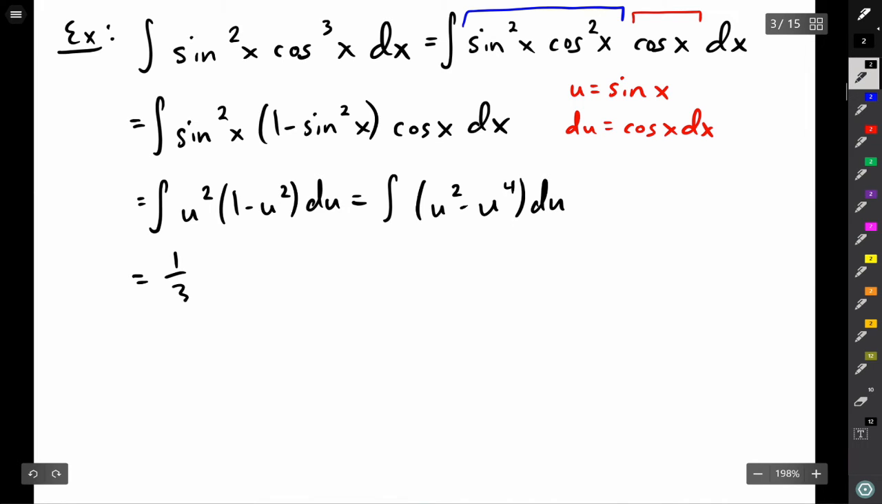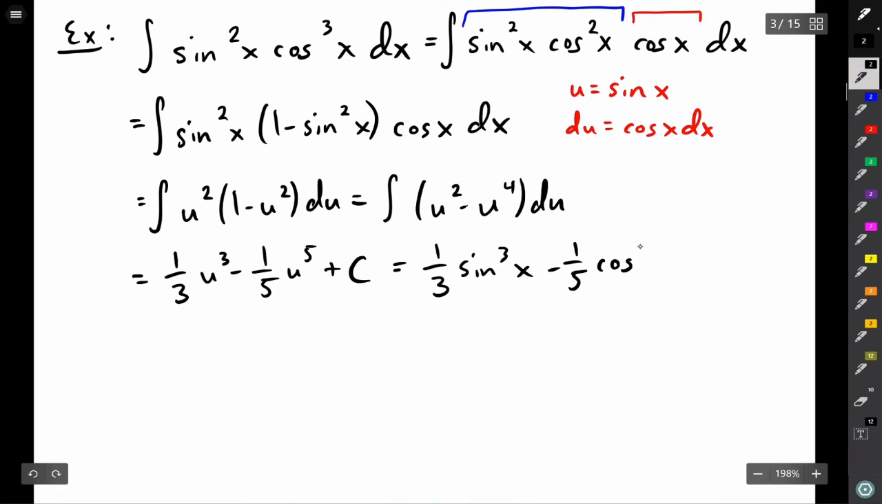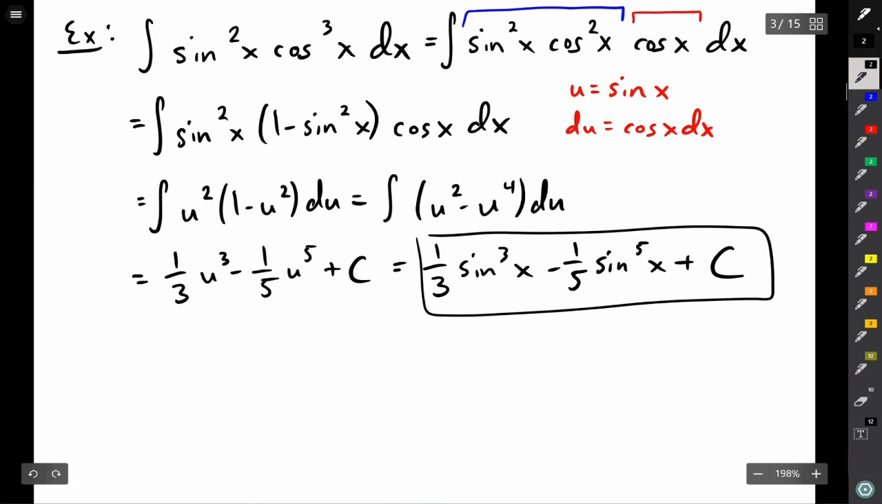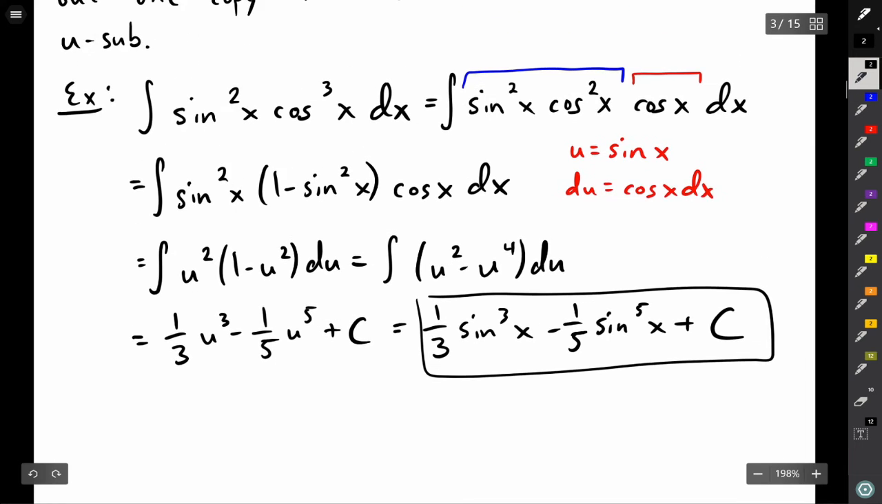So 1/3 u cubed minus 1/5 u to the fifth plus c. So that's 1/3 sine cubed x minus 1/5 sine to the fifth x plus c. All right. So that's kind of the prototype of how you deal with these.